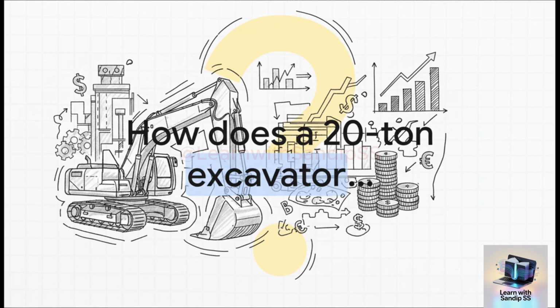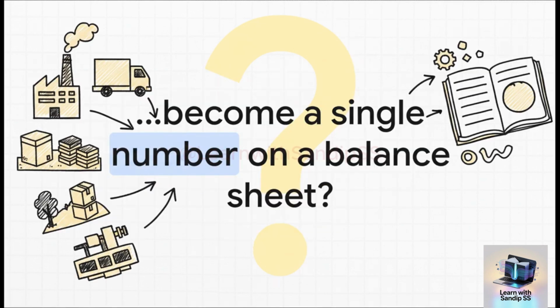So it all starts with a really tangible question, right? You've got this giant 20-ton machine, a brand new asset for the business. And somehow, all of that steel and power has to become, well, just one line, a single number sitting on the company's official balance sheet. So how in the world does that happen? That is exactly what we are going to break down.